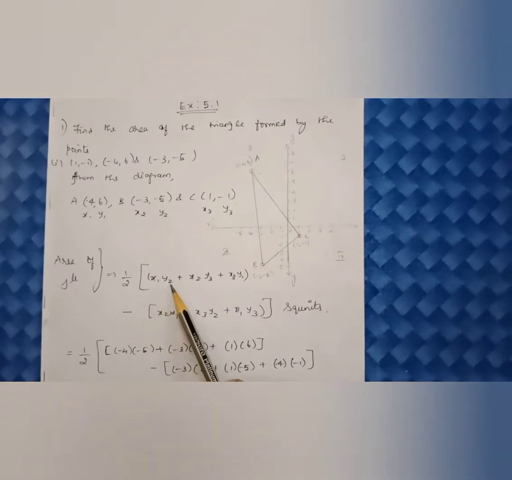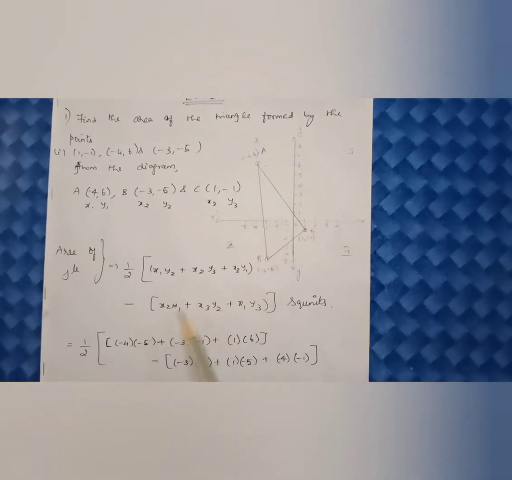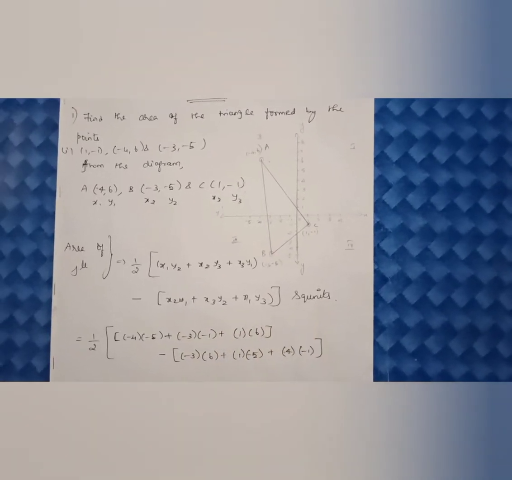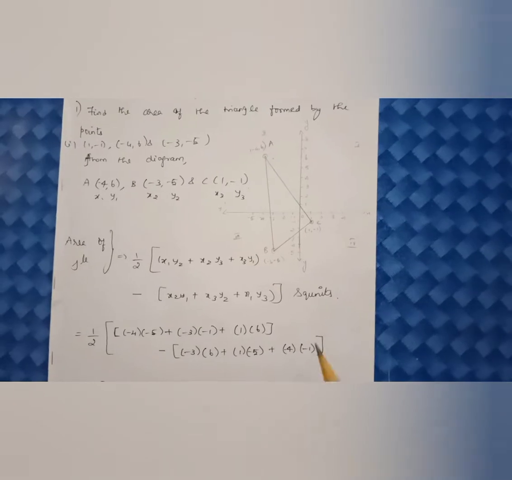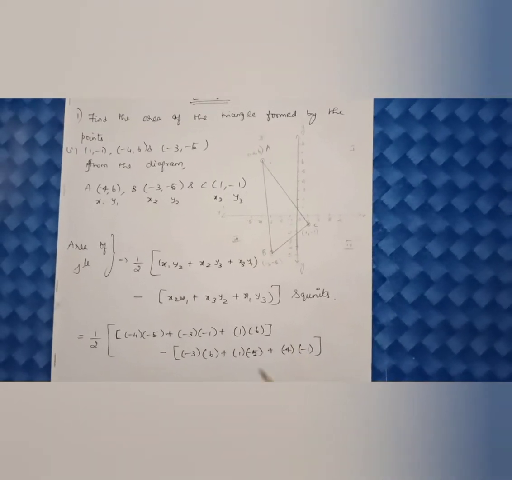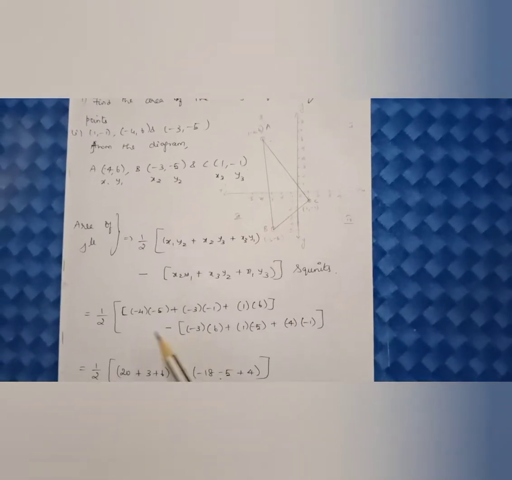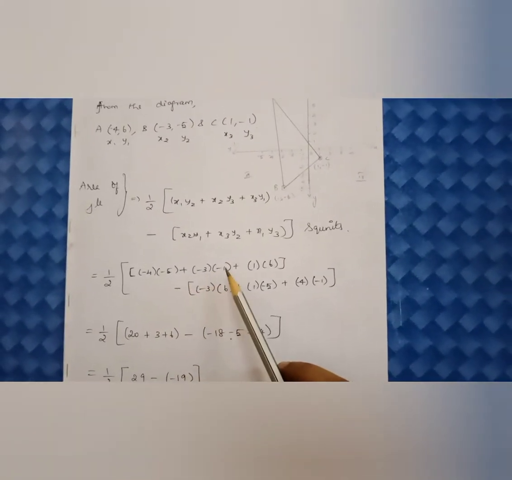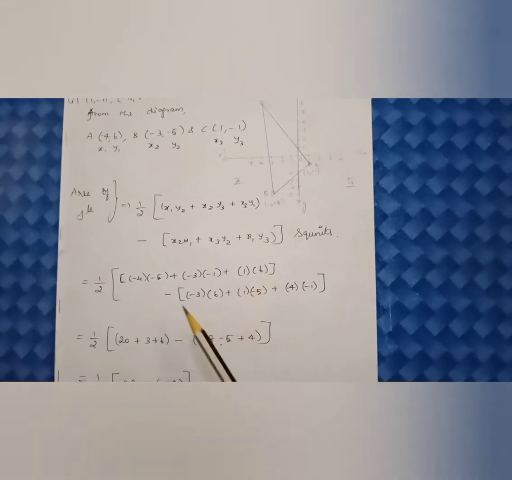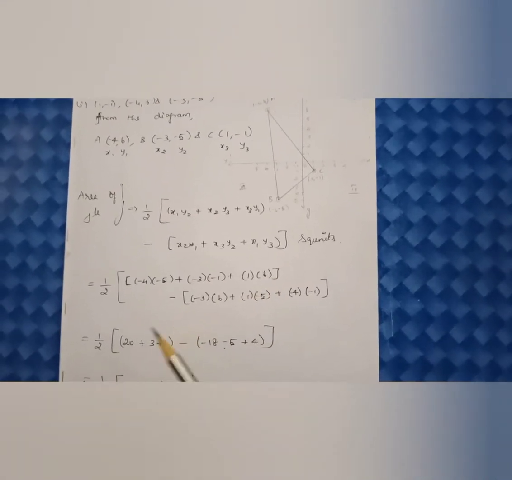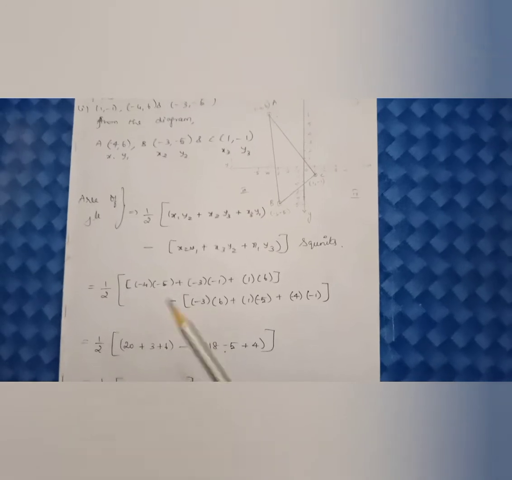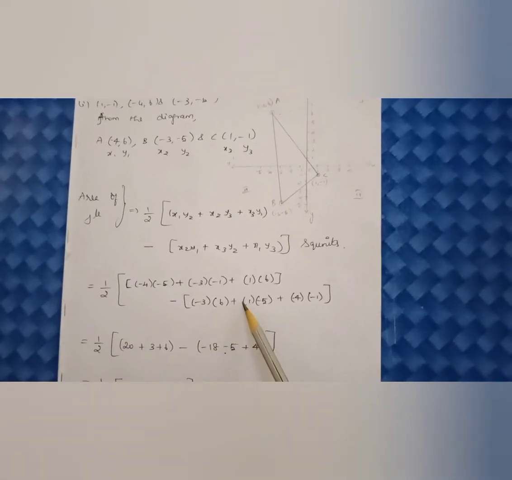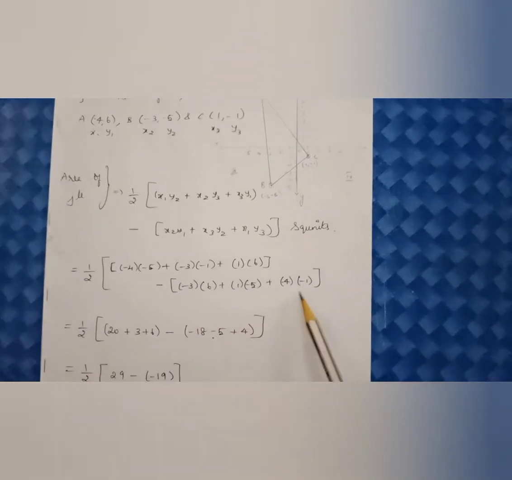Half into x1 y2 plus x2 y3 plus x3 y1 minus x2 y1 plus x3 y2 plus x1 y3 square units. Okay, so now we'll just substitute the points as they have been mentioned in the formula. So 1 by 2 into minus 4 into minus 5 plus minus 3 into minus 1 plus 1 into 6 minus, you have to be very careful with the negative signs, minus of, start with a bracket there, square bracket. So minus 3 into 6 plus 1 into minus 5 plus minus 4 into minus 1.